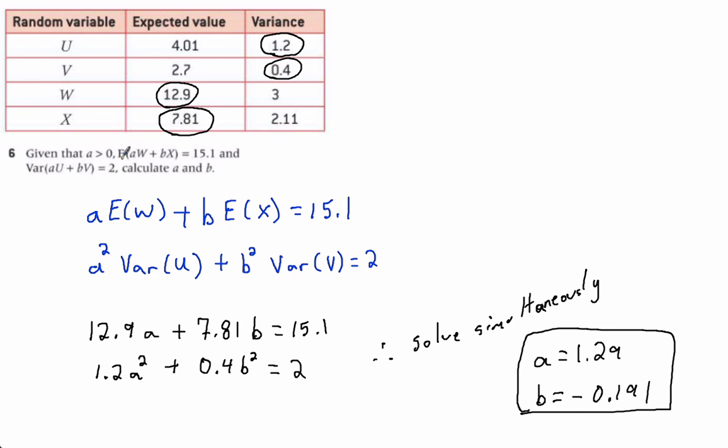came from recognizing the effect of that constant multiplier of a and b on the expected value and the variance, setting up your simultaneous equations, and using your table to substitute in the values. Let me know if you need steps here, but basically simultaneous equations gives you a is 1.29 and b is negative 0.191. Hope this helps.